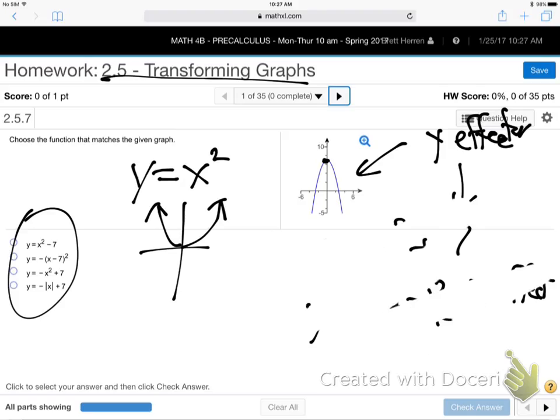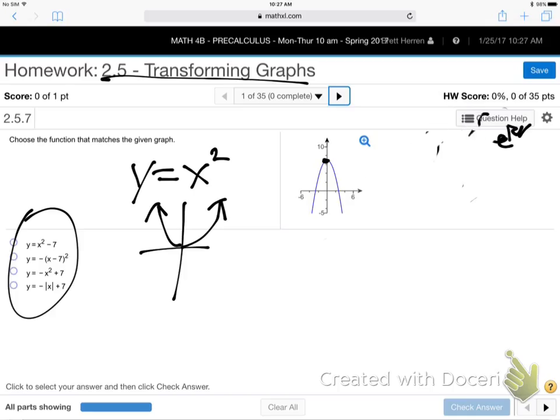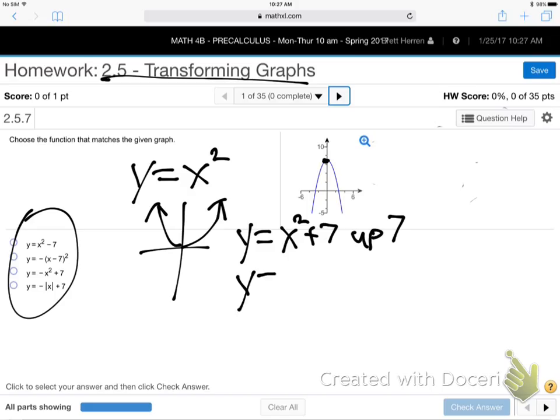So I think it'd be best if I just wrote out the examples for you. I think that'd be most helpful and clear. So let me just say this. If we had x squared plus 7, that would be up 7. Is that on the screen? No. So I got to put it over here, I guess. Let me just move it down here. Okay, so if we had x squared plus 7, that would be an up 7. If we had x squared minus 7, of course, that would be moving the graph down 7.